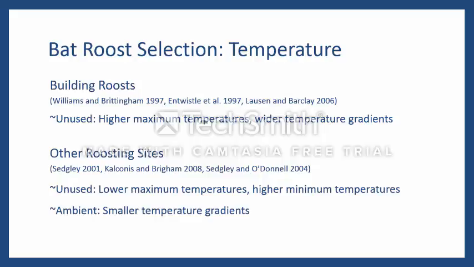And with these other roosting sites, they took a look at ambient temperatures relative to roost temperatures, and this is not something that has been done explicitly with building roosts. So with these studies, they found that roost sites had smaller temperature gradients than ambient temperatures. So essentially the cavity that they were roosting in, or the rock crevice, was less affected. It buffered against ambient temperatures. The roost was less subject to temperature extremes.